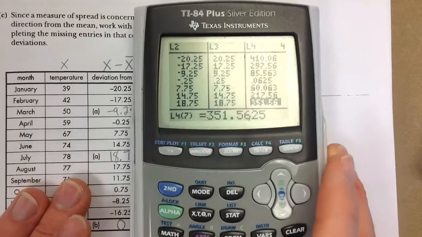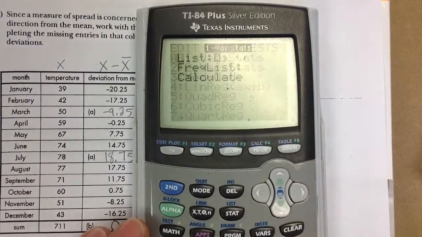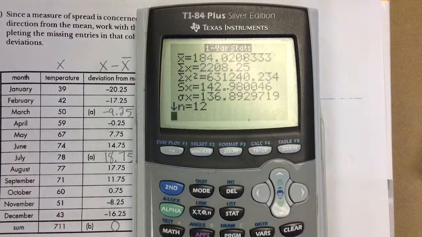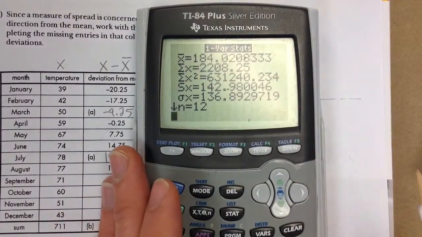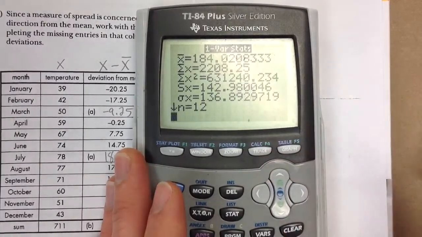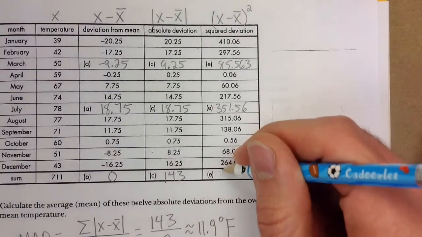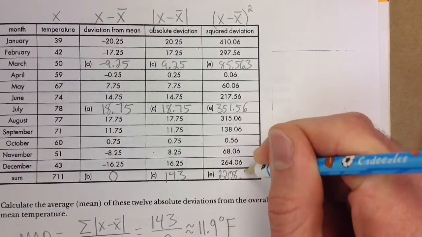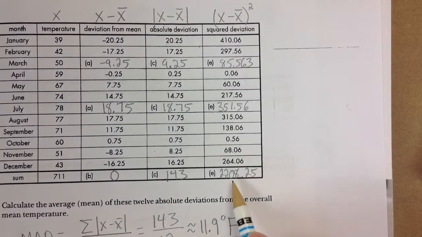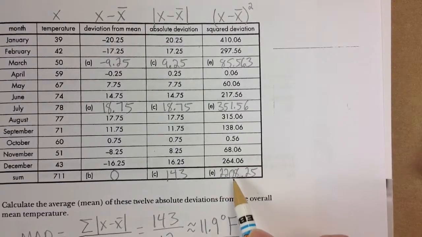As before, we will use StatCalc 1 to find the sum. We need that in order to get an average. So the sum of the square deviations from the mean is 2,208.25. Any questions on the first page? Okay, this is what standard deviation is going to use, the square deviations from the mean.